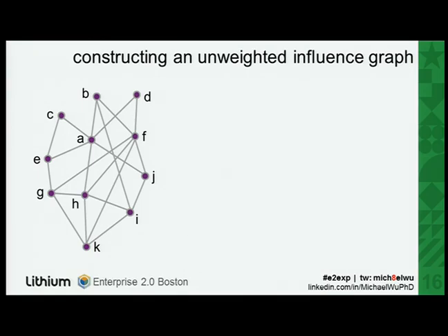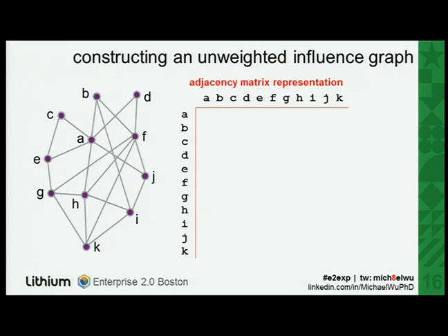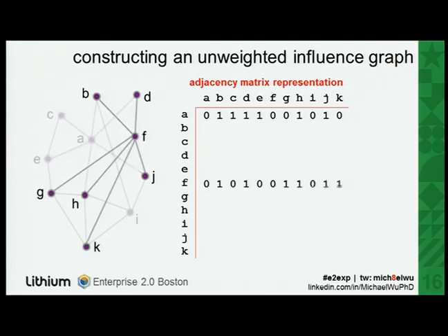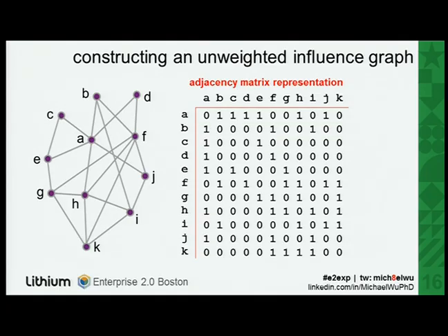So let's construct an unweighted influence graph. Each one of these edges now represents all those 6 factors. Only when all those 6 factors are present do you connect the 2 people. We could look at this in what we call an adjacency matrix representation. This simply says that A is connected to B, C, D, E, not F and G, H, not I, J, and not K. You can look at that graph to verify that. You could do that for every single person on this graph, and you just fill out that matrix.